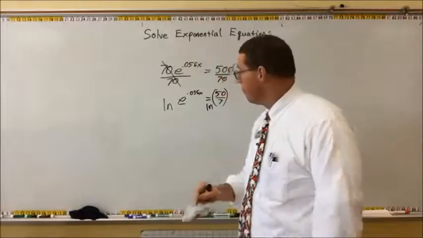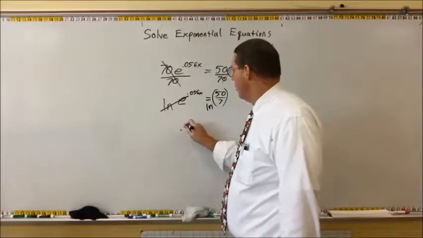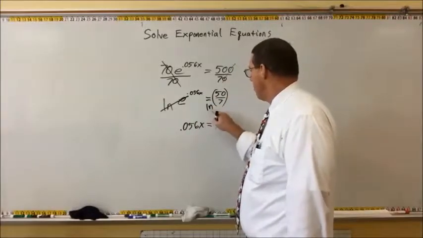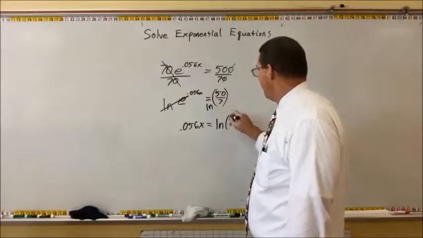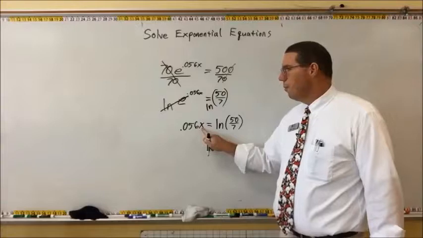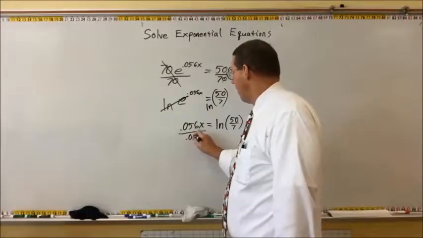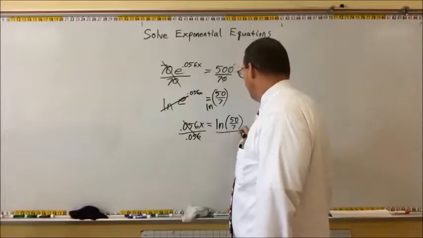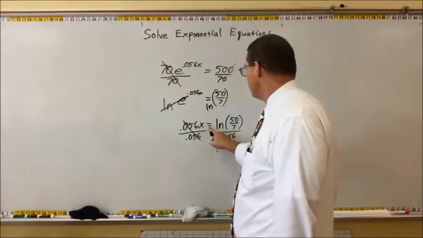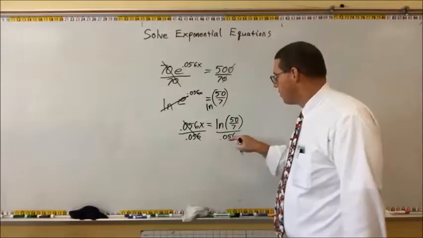That's the natural log. On this side, it's going to cancel the e and leave me with 0.056x equals the natural log of 50 over 7. Okay? We're almost done here. We want the x to be by itself, so we want to divide by 0.056, cancel, divide by 0.056, and we have x is equal to the natural log of 50 over 7 divided by 0.056.